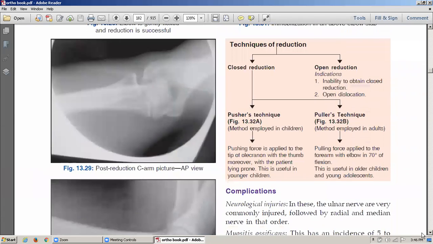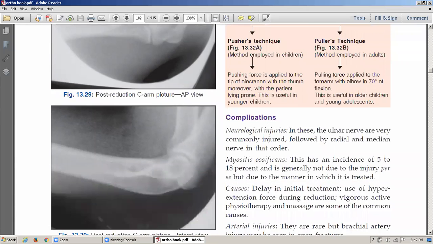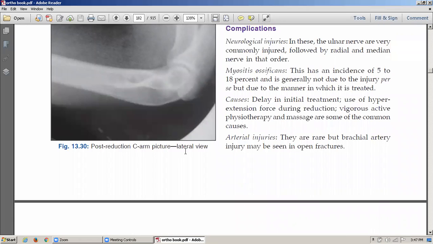This is the post reduction C arm picture. C arm is a machine which is used for orthopedic operations. So here is the post reduction C arm picture in anteroposterior view. This is a post reduction C arm picture in the lateral view.